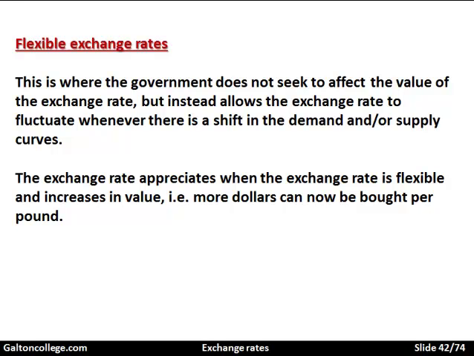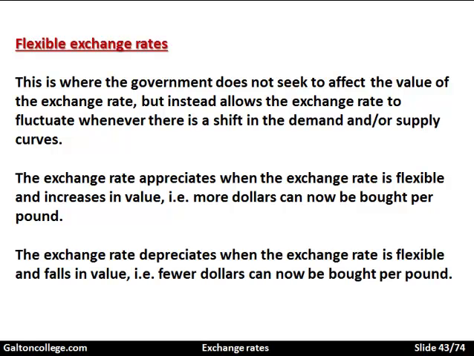If the exchange rate appreciates, if it goes upwards, when the exchange rate is flexible and it increases in value, so more dollars can be bought per pound. So when the exchange rate is flexible and people overseas buy British goods, buy British exports, then the exchange rate will rise.